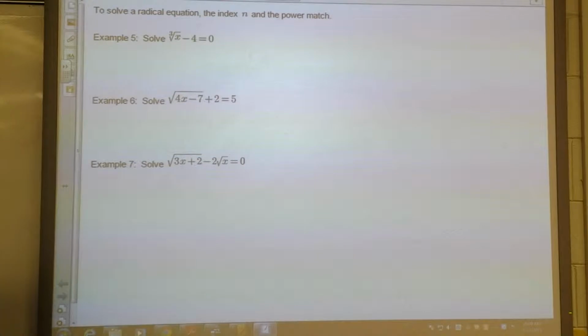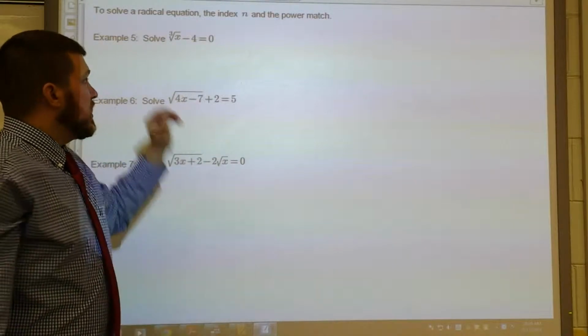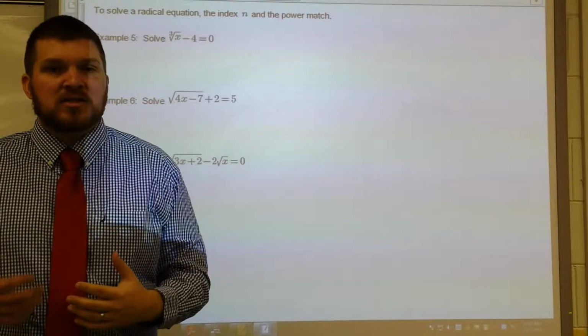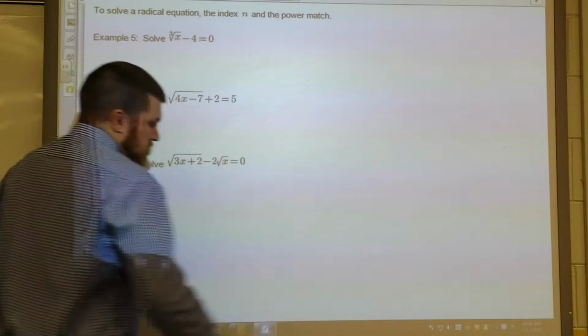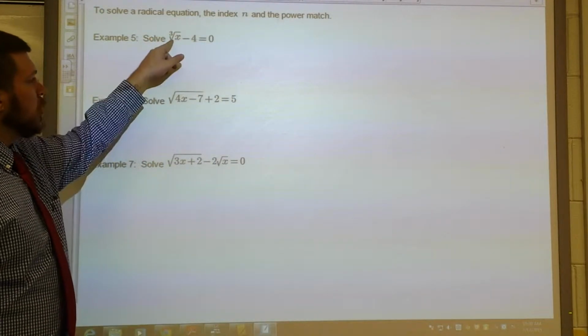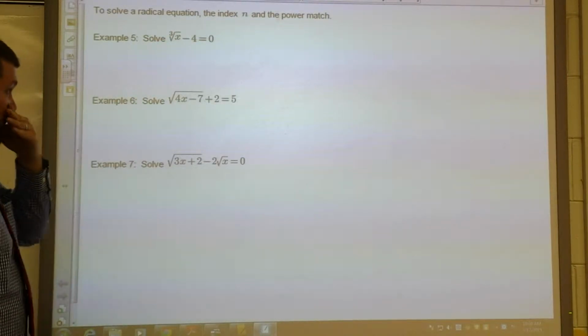All right, a couple examples. We're going to solve each one of these. But remember, to solve a radical equation, the index and the power that we're going to use to cancel out that index must match. Okay, so very first thing you want to do, anytime you're solving a radical equation, you want to get your radical, aka that check mark, by itself first.